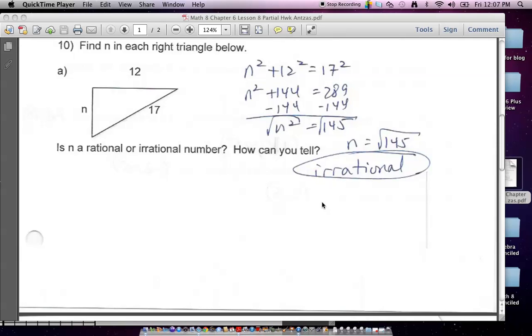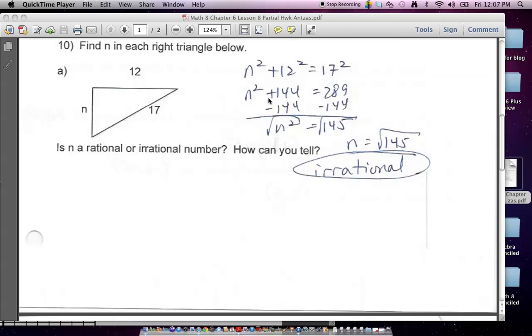It's a right triangle. You know what I didn't do? I didn't draw the right angle and the hypotenuse is across from it. But 17 is the hypotenuse. So leg squared plus leg squared is hypotenuse squared. And I get n squared plus 12 squared is equal to 17 squared.